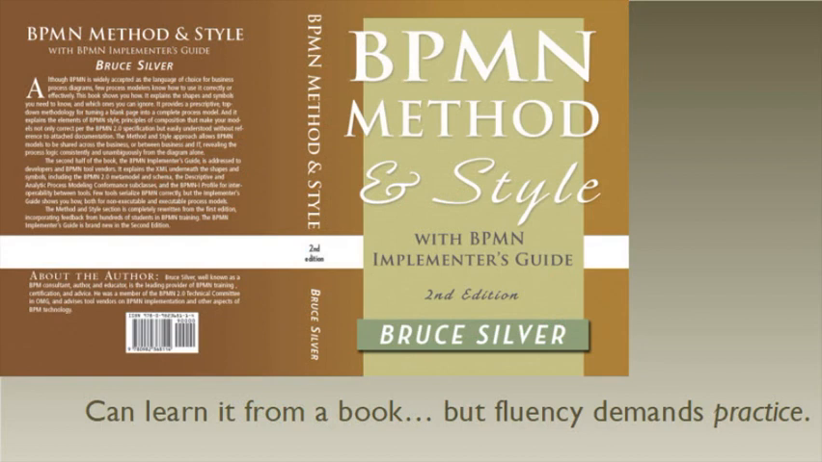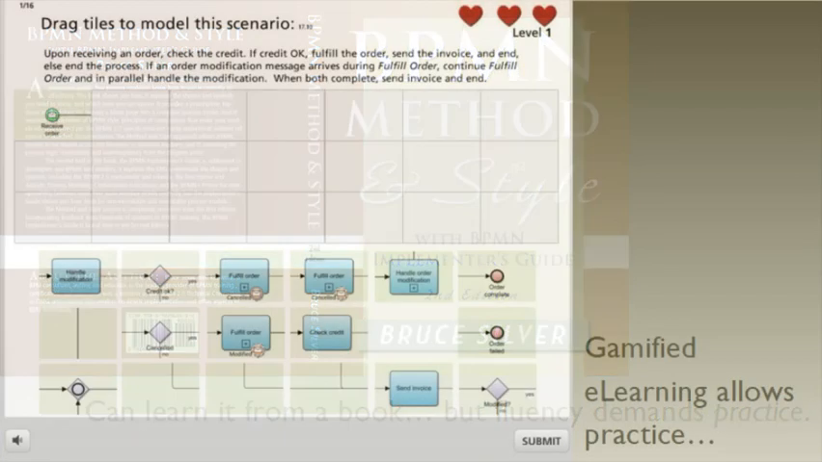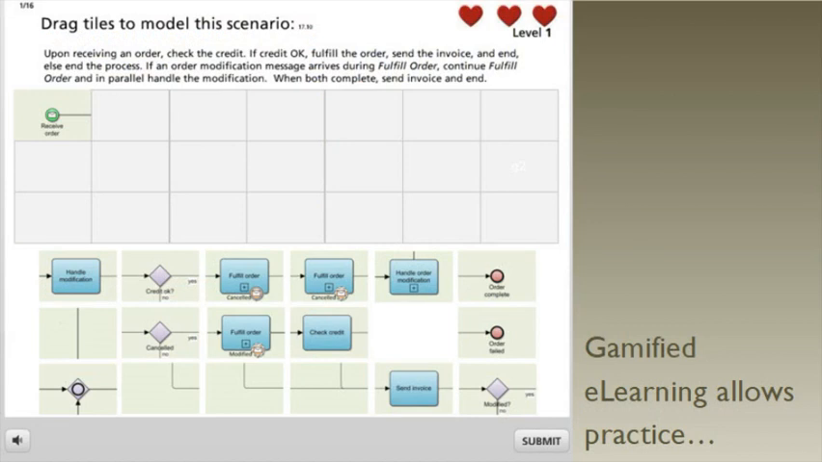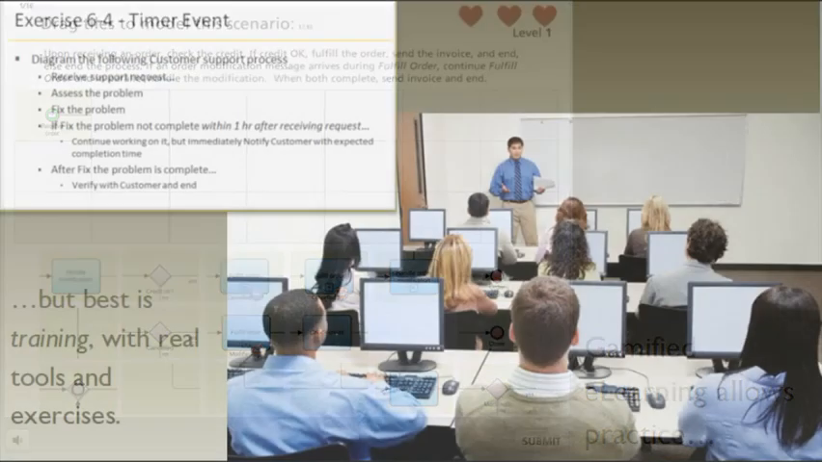You can learn it from a book, the vocabulary, the methodology, the style rules, and more, but you can't gain fluency from a book by itself. That requires practice. Here's one form of practice. A gamification-based e-learning app, BPMN Pro, teaches it via quizzes and puzzles that provide practice and feedback. It's more effective than a book, but it only goes so far.